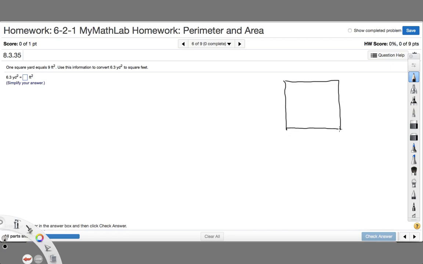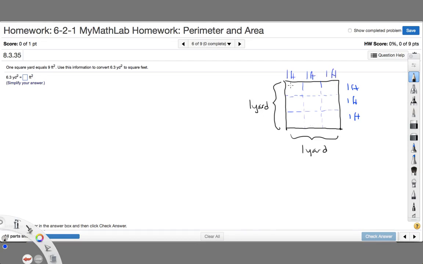Now you're going to have to use your imagination because this is not a beautiful square. But let's suppose that that's 1 yard, and that's also 1 yard. And now let's just think about this for a moment. I know that a yard is 3 feet long. So I've got 1 foot, 1 foot, and 1 foot. But then this is also 1 foot, 1 foot, and 1 foot.